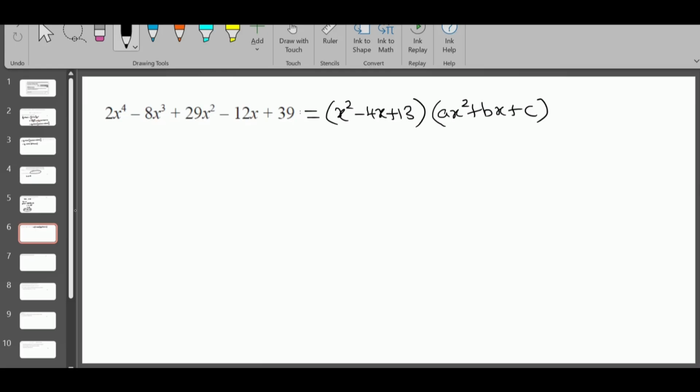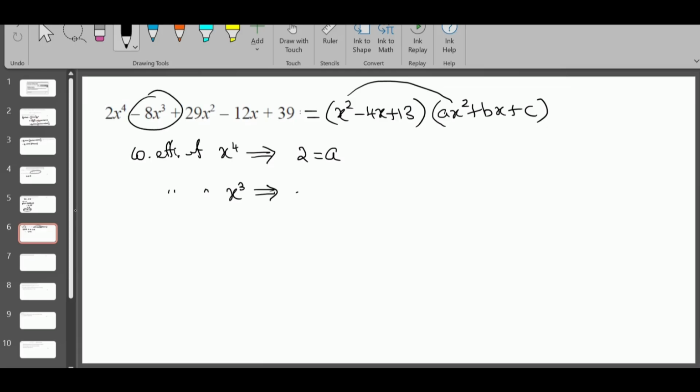Now just find the values of a, b, c by comparing the coefficients. If you know long division method, you can divide this function by using this divisor, or just use this method. Compare the coefficient of x power 4 on both sides of the equation. So 2 is equal to, after opening the bracket, you'll get a x power 4. We got the value of a. Compare the coefficient of x cube on both sides of the equation. Minus 8 is equal to, here you will have bx cube minus 4ax cube, b minus 4a. So we know a is 2, sub in here, minus 8 goes to the other side, you'll get b as 0.